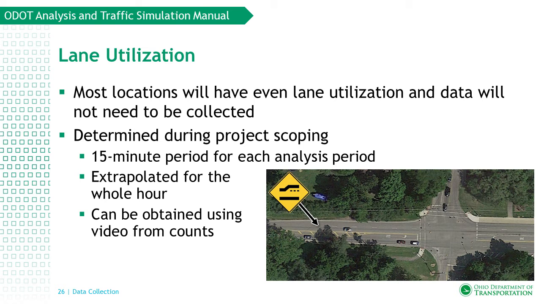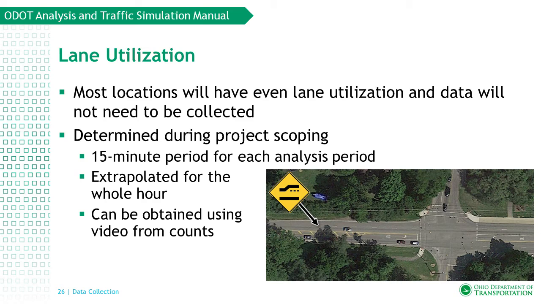Where unequal lane distribution occurs, the lane utilization factor must be field measured. The field measurement should be obtained during a 15-minute period during each analysis period. From this measurement, the lane utilization for the entire hour can be extrapolated. If the traffic counts were collected using videos, the video could be reviewed to obtain this measurement without being in the field.